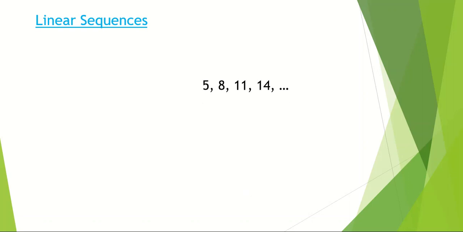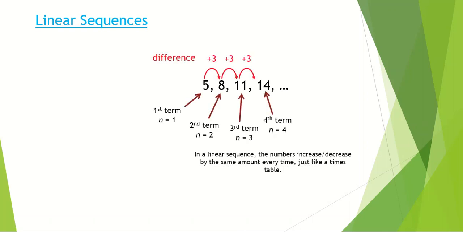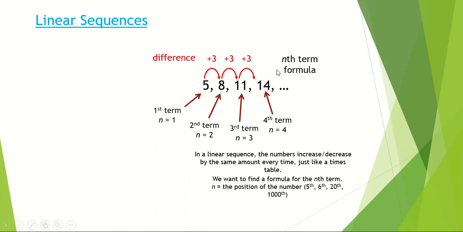The sequence 5, 8, 11, 14, and so on is an example of a linear sequence. In a linear sequence, the numbers increase or decrease by the same amount every time, just like a times table. For this instance, the common difference is positive 3. Therefore, the explicit formula is a sub n is equal to 3n plus 2, where n is the position of the term. This is sometimes called an arithmetic sequence.